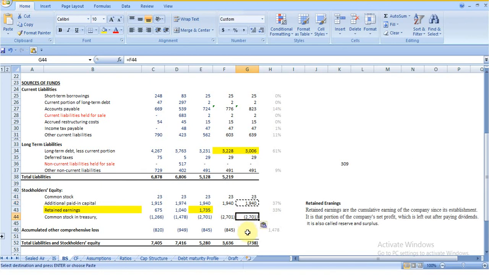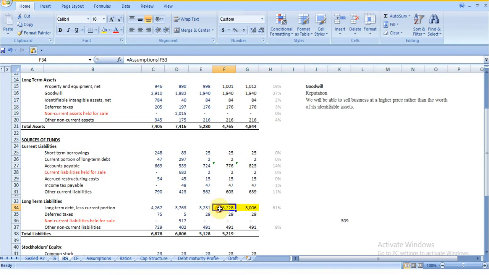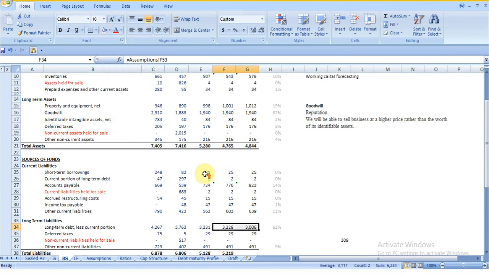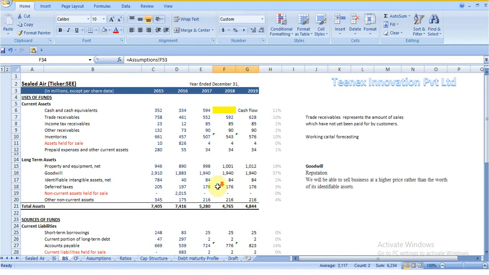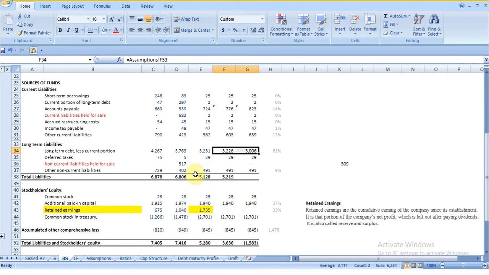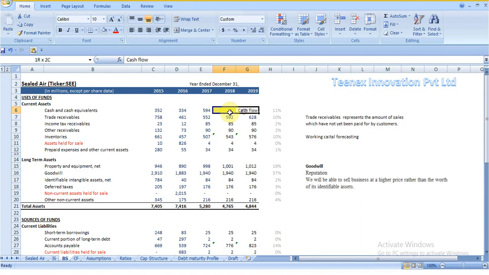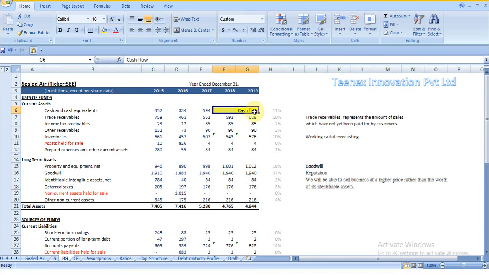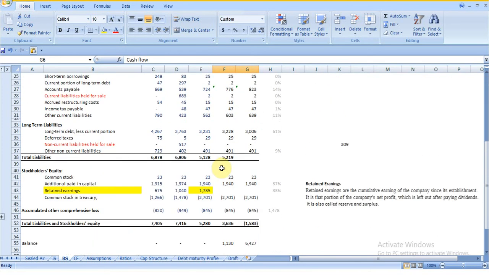Accumulated other comprehensive income will also remain the same. Now, in the assets and liabilities, we have forecasted each and every line item apart from cash and cash equivalent. This we will come to later. We will forecast this in the cash flow statement, but we will look into the retained earnings.